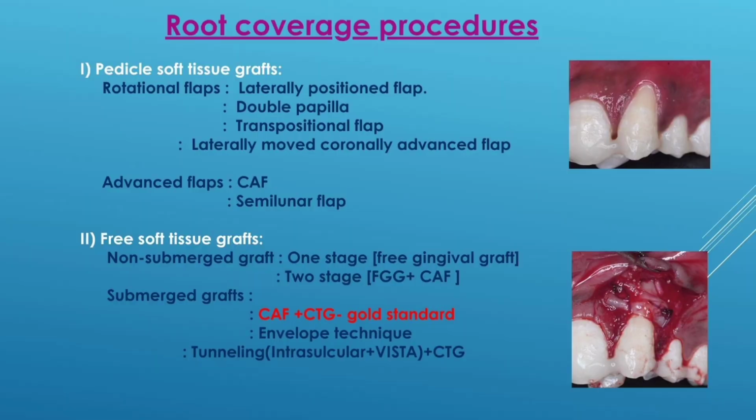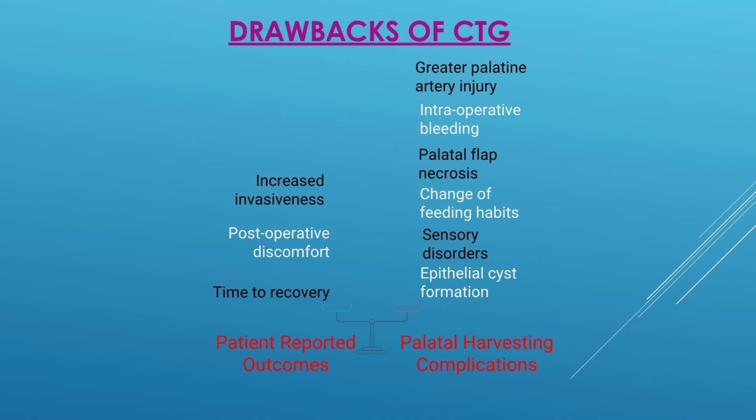Let's dive in. There are a variety of root coverage procedures for the treatment of gingival recession, like coronally advanced flap, CAF, tunneling procedures, and many more. Coronally advanced flap along with connective tissue graft is considered to be the gold standard treatment for root coverage as shown by numerous studies. However, there are certain drawbacks of connective tissue graft.